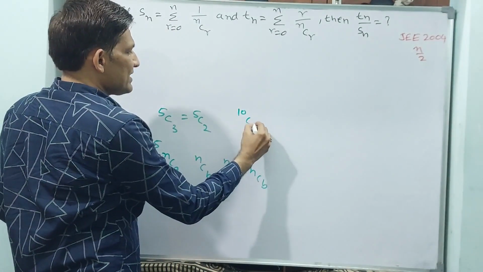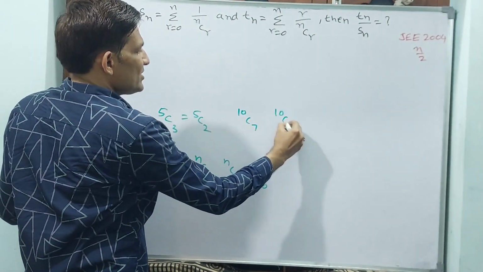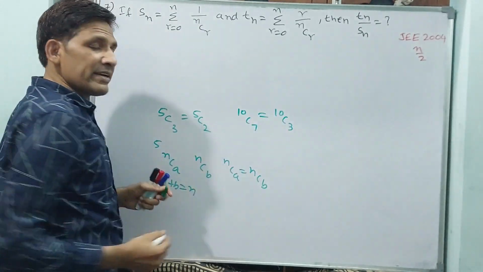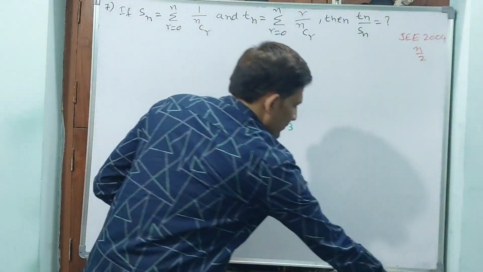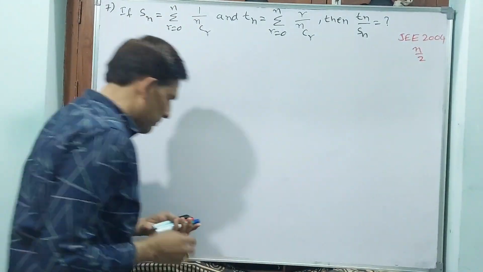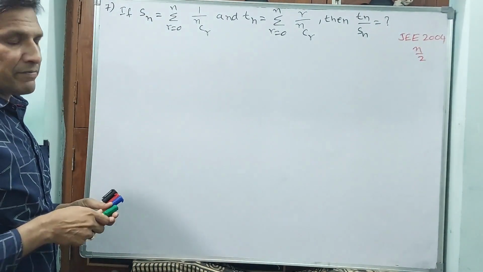Same like you see, 10C7 and 10C3 are there. You see 7 plus 3 equal to 10. These both are equal. Okay, this logic we know already. Okay, see how we are going to apply this logic here in our question. That is very crucial.